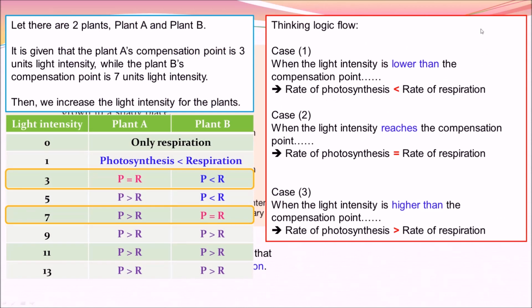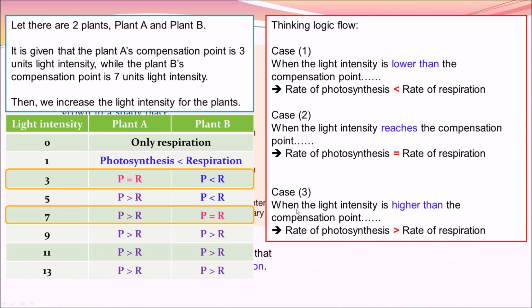We talk about the right hand side first, okay? On the right hand side, that's the logic flow. So we talk about case 2 first. When the light intensity reaches the compensation point, it means that the rate of photosynthesis is equal to the rate of respiration. And then case 1: what about when the light intensity is lower than the compensation point? That means the plant may still carry out photosynthesis, but the rate is lower than the rate of respiration.